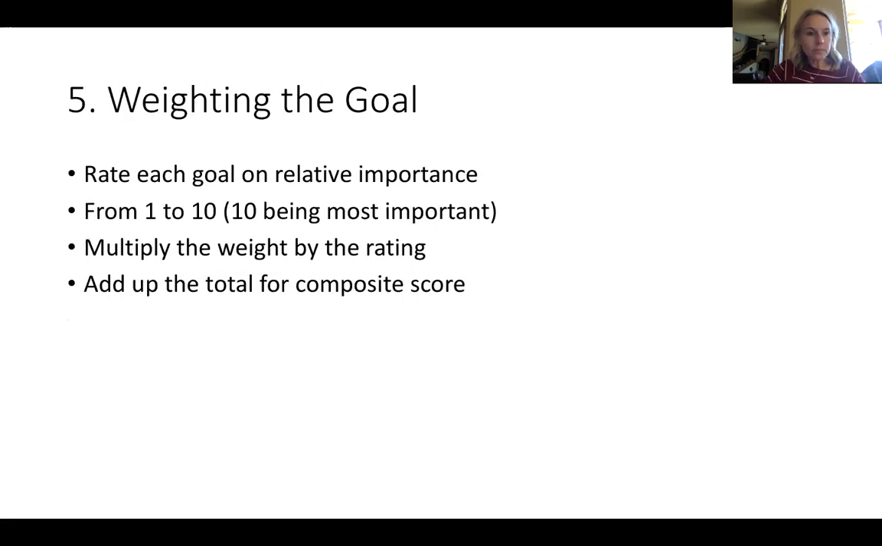Okay, and then I'm going to weight the goal. So I'm going to weight the importance of this goal on a scale of 1 to 10. How important is this goal for this team? Then I'm going to multiply that by the rating, and that gives me a score. And this will all make sense when I put it together here in a minute. Hopefully it will.